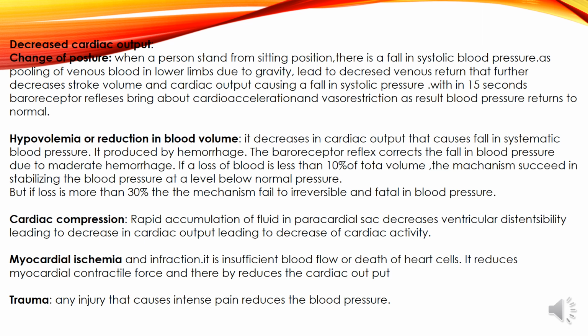Myocardial ischemia and infarction is insufficient blood flow or death of heart cells. So infarction is mainly a death of heart cells. It reduces myocardial contractile force and thereby reduces the cardiac output. Trauma, any injury that causes intense pain, reduces the blood pressure. So now you understand what exactly the heart and blood pressure are, and what the factors are for decreased and increased cardiac output.